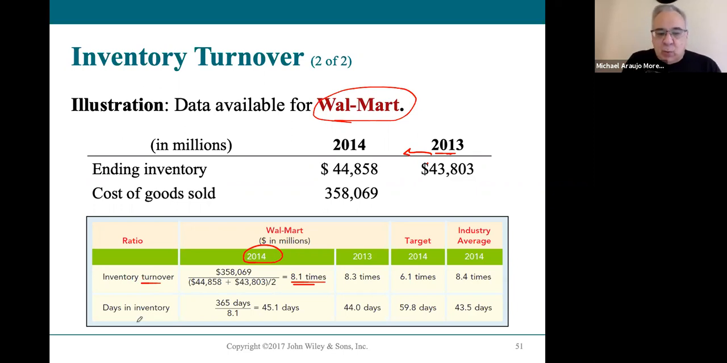When you know it's 8.1 and you put it under 365, you can see that basically in 2014, Walmart is selling out every 45 days. That's just an enormous amount of inventory to move. Very, very quick.